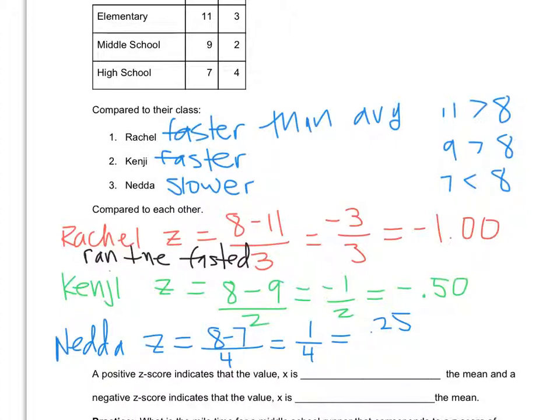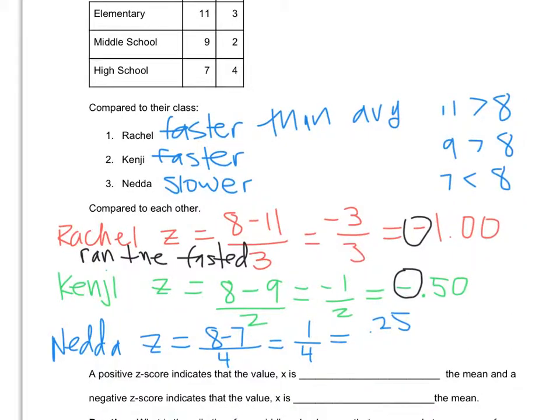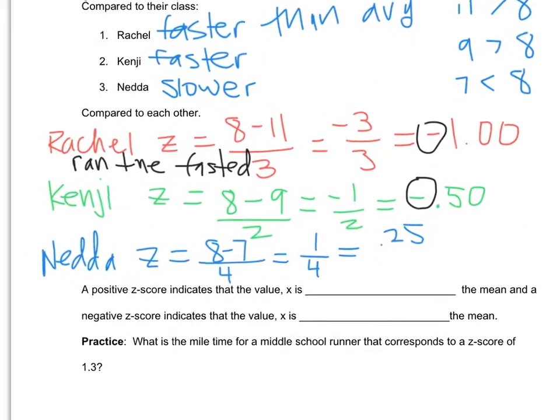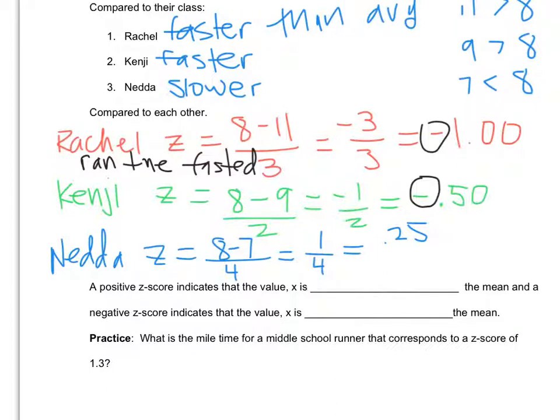Okay, so her z-score indicates that the number of standard deviations below the mean is more than either of the others. Okay. Also notice that Rachel and Kenji were the ones that ran faster than the average, and they are the ones that have a negative z-score. Netta's time was above the average, all right? It was a number greater than the average, and so there's a positive z-score. All right, so that's just an observation that we want to make.